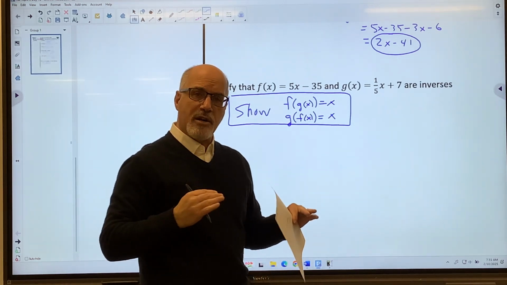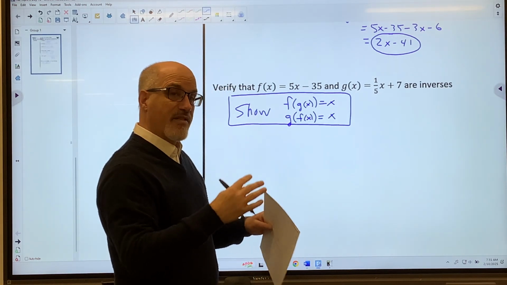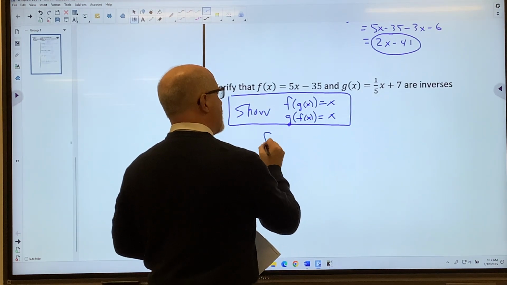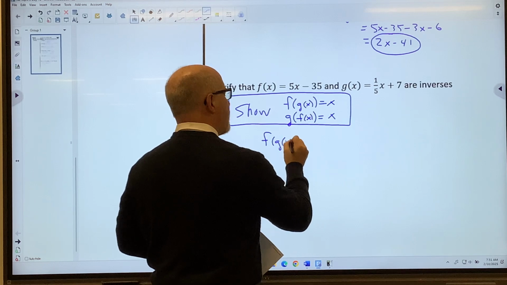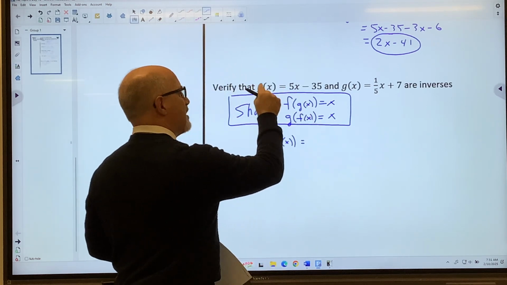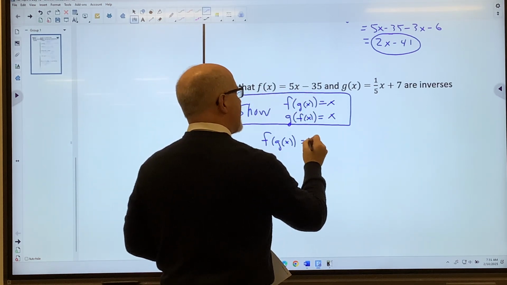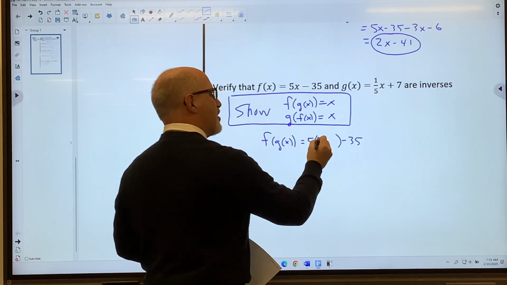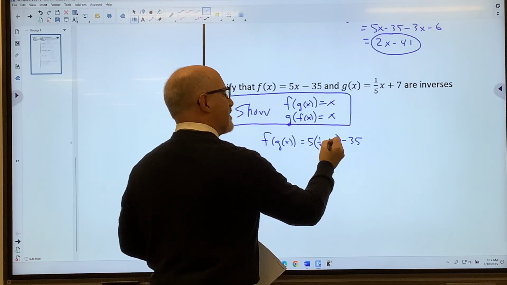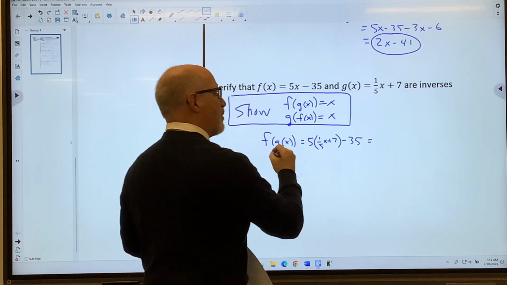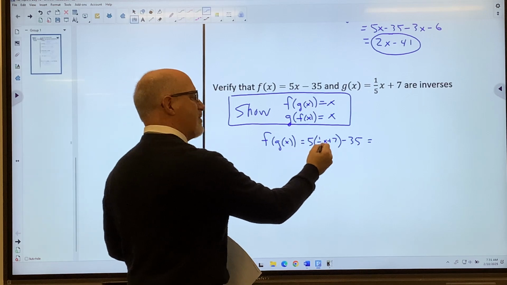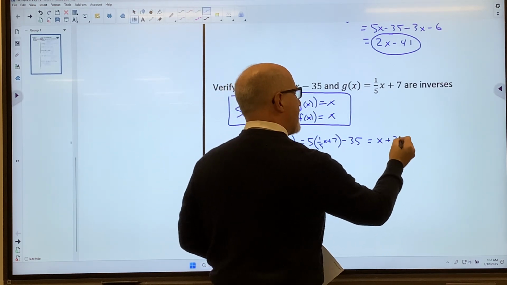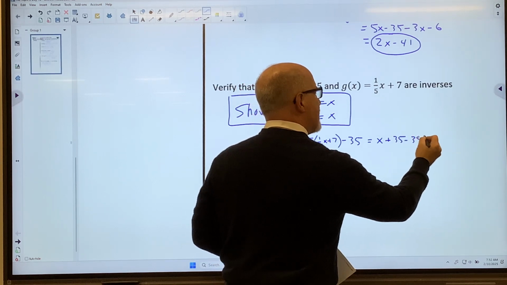So this is a kind of step-by-step process to verify it. It's like an algebraic proof. So let's do f of g of x first. So remember, for f of g of x, that means take the f function, and we're going to take the x out of it, and we're going to put the second function in that spot. Okay, now when we multiply that through, I get 5 times 1/5 x is just x. 5 times 7 is 35. Minus 35 is equal to x.